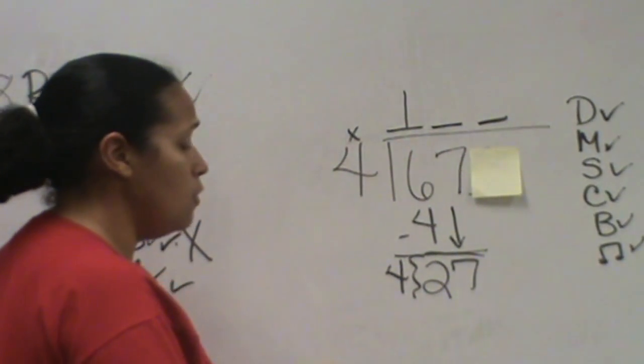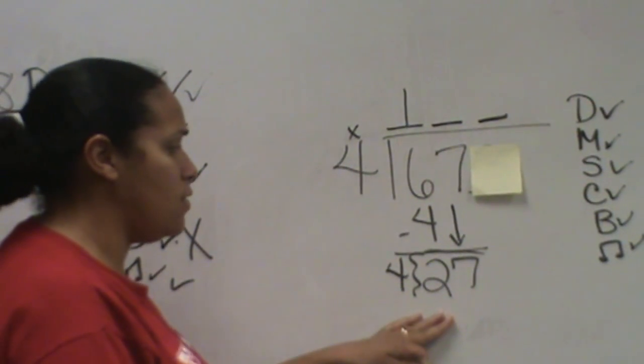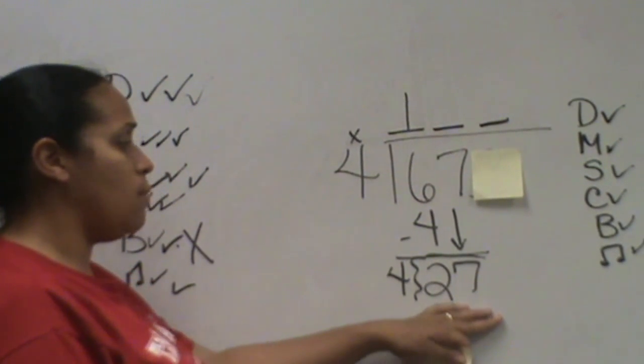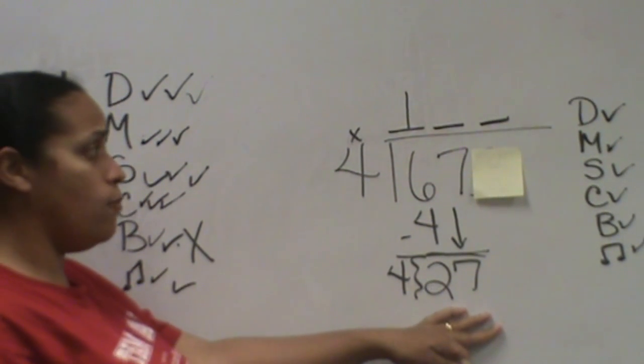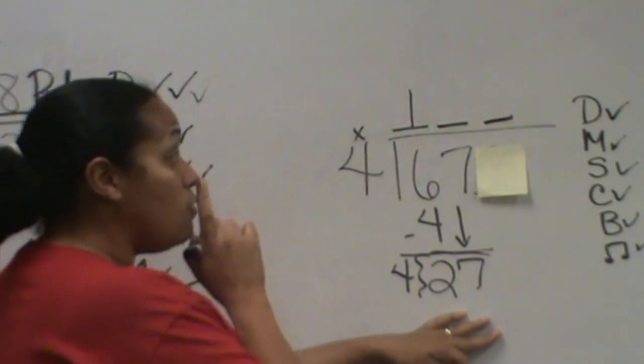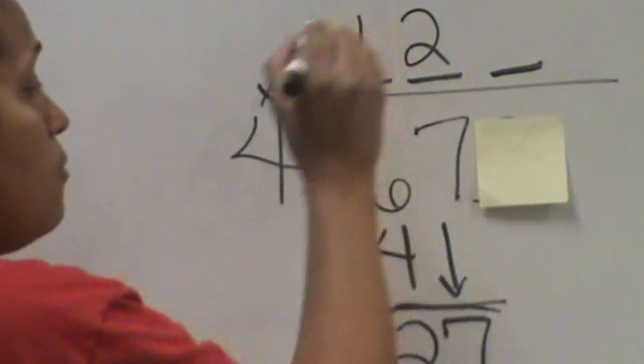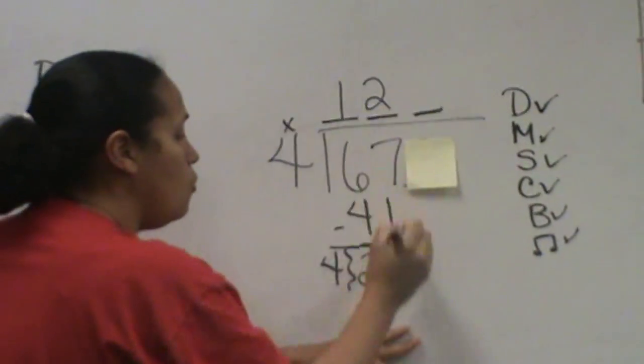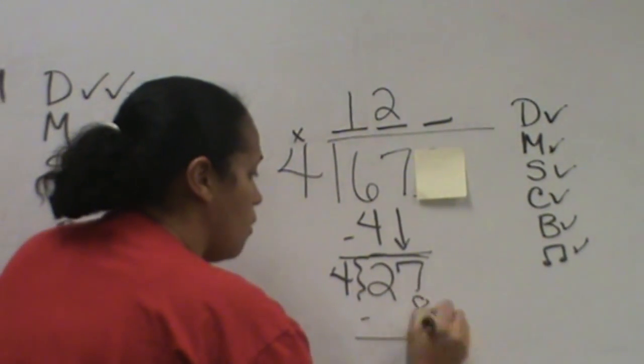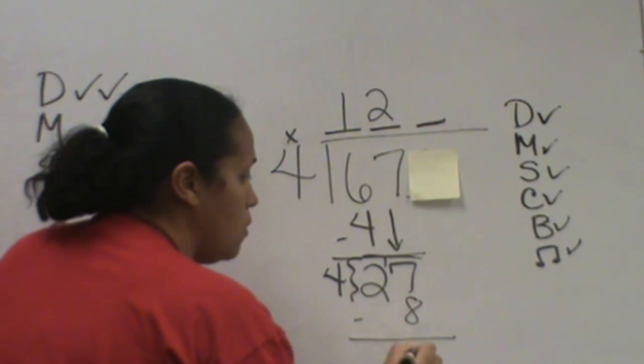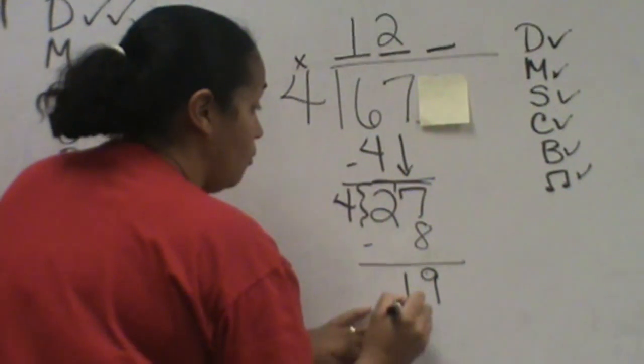Okay? So now my new dividend is 27. How many equal groups of 4 can I make out of 27? Well, I'm not too good on my 4s. I don't know them that well, but I do know that 2 times 4 is 8. So I'm going to put a 2 up there in my quotient and subtract. Okay? And that would leave me with 19.